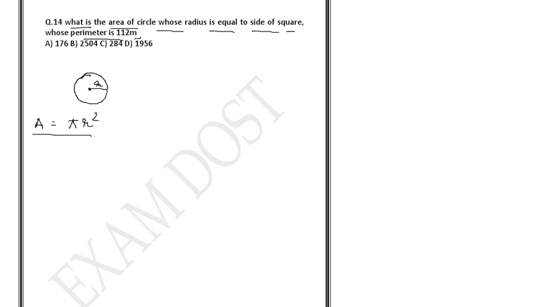So you have to calculate the area of this circle whose radius r is equal to the side of the square. So you have a square, this is the square, and the side of the square is a, we will assume, whose radius is equal to the side of the square. I'll repeat the question. What is the area of a circle whose radius is equal to the side of a square whose perimeter is 112? So the perimeter of this square is given as 112.